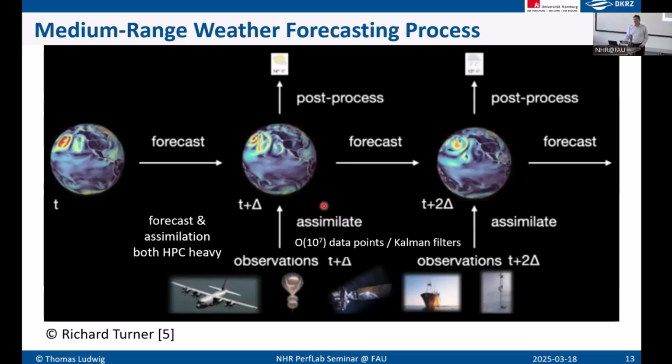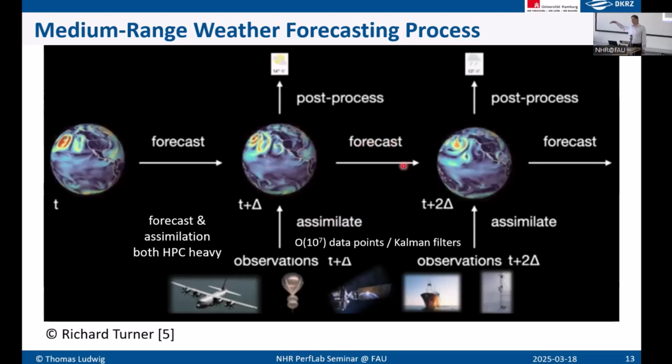This is also HPC heavy. They use Kalman filters in certain variations for that. A very complicated thing for each assimilation step. You have dozens of millions of individual data items that get integrated into your already available predictional data. So you end up with, that is the one in the middle, a new start situation for your next forecast step.